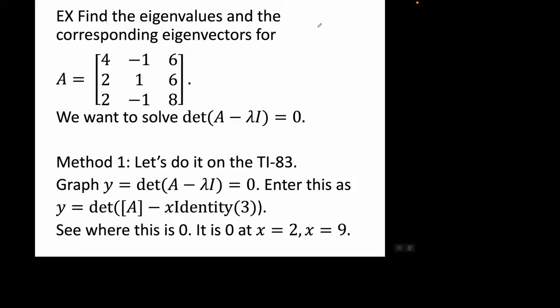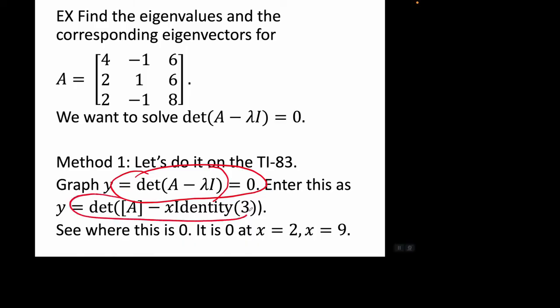Again, we want to solve determinant of A minus lambda I equals 0. Method 1, you can do this on the TI-83. So this is pretty cool. It's pretty crafty. What you would do is go to Y equals and just graph the determinants. So basically, you would graph the determinant of A. Essentially, we're going to graph determinant of A minus lambda I equals 0. So here's the way we do that.